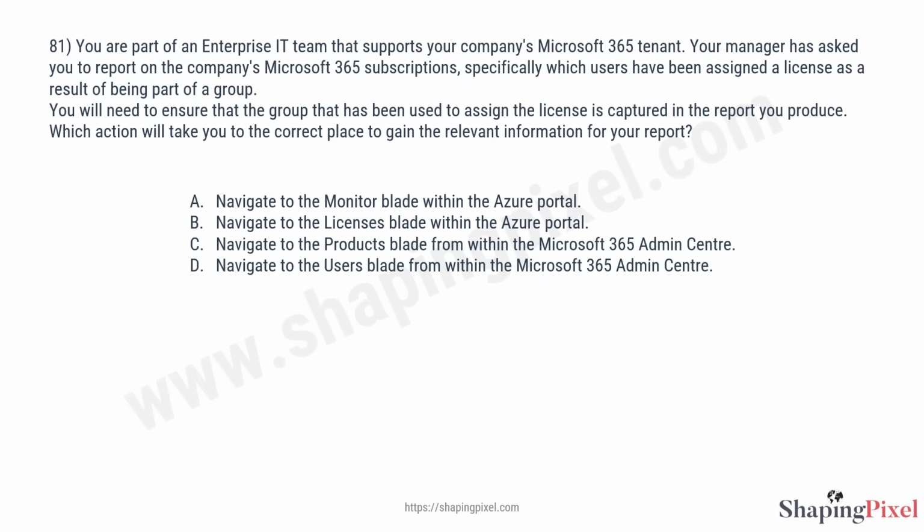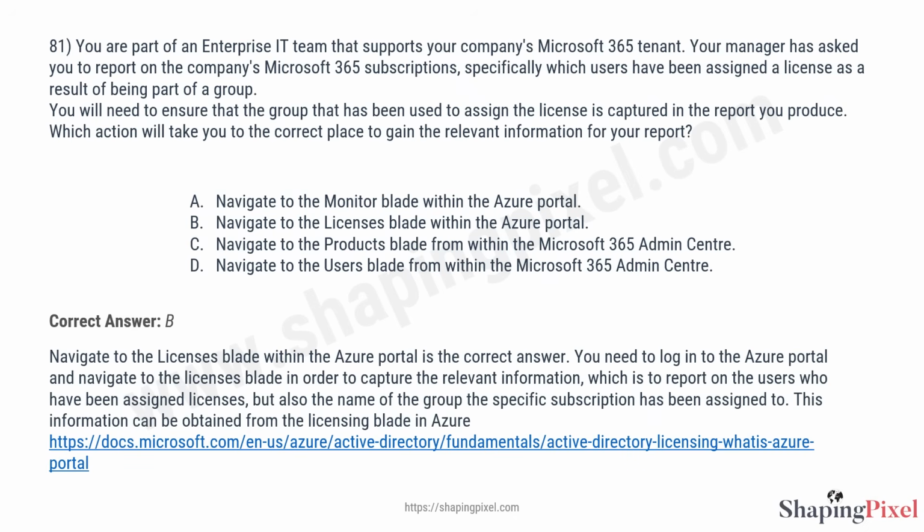So the right answer here is option B, navigate to the licenses blade within the Azure portal. Navigate to the licenses blade within the Azure portal is the correct answer. You need to log into the Azure portal and navigate to the licenses blade in order to capture the relevant information, which is to report on the users who have been assigned licenses, but also the name of the group the specific subscription has been assigned to. This information can be obtained from the licensing blade in Azure.